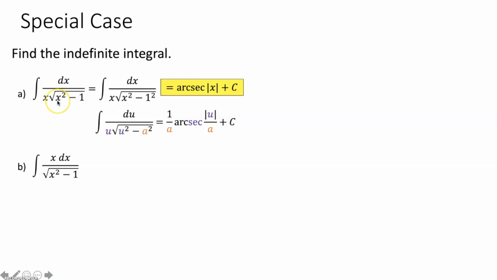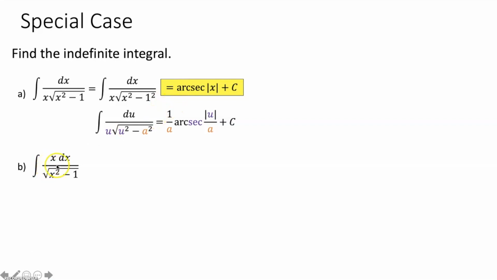Note that in this particular integral, u was equal to x, and it wasn't a function in terms of x. This wasn't 9x squared or 16x squared. That's why we didn't have to use u substitution. But if this were 16x squared or 9x squared, we would have had to use u substitution.